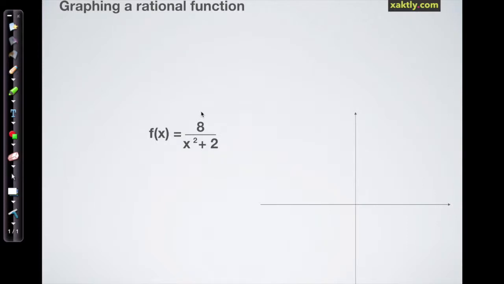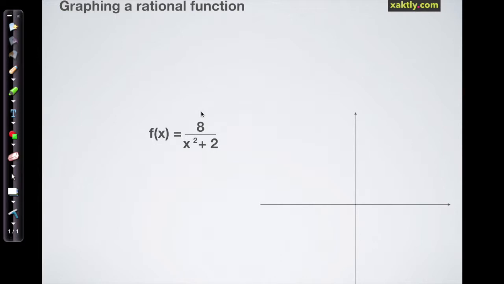Okay, let's sketch the graph of another rational function. F of x equals 8 over x squared plus 2. Remember that a rational function is a ratio of two polynomials. In this case, the degree of the polynomial in the numerator is 0, so the numerator is just a constant.